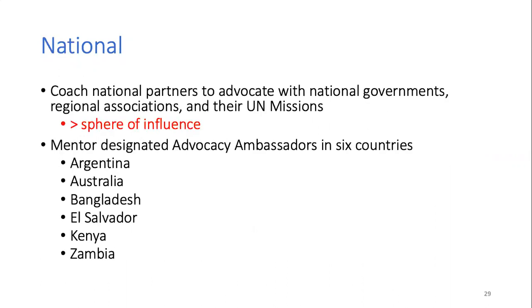At the national level, these are some of the things we do. We coach our national partners to advocate with national governments, regional associations, and their UN missions. So what we're trying to do there is increase the sphere of influence of the national partners. And then we mentor designated advocacy ambassadors in 6 specific countries, and we're hoping to expand that program in the next few years. We have a pilot with Argentina, Australia, Bangladesh, El Salvador, Kenya, and Zambia.